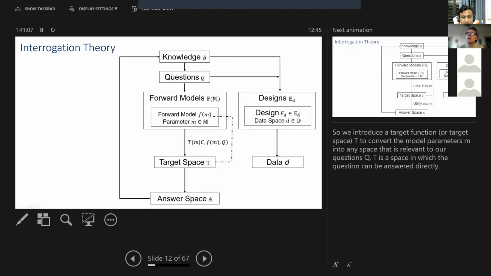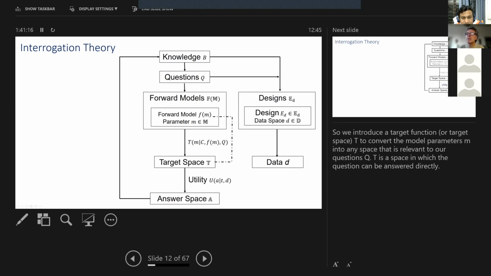In other words, if we can define this target function appropriately, then the decision problem becomes a lot easier, because now our utility function just depends on the target values and on the data set. So the utility now is far easier, and we can write it down and maximize it much more easily. So that's the way the workflow works.